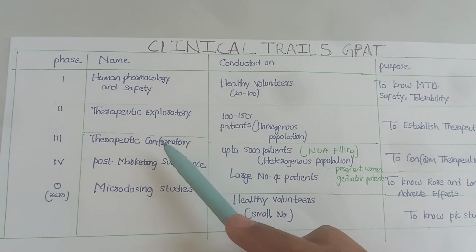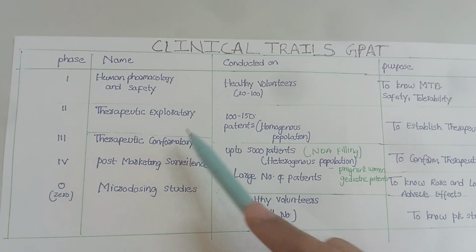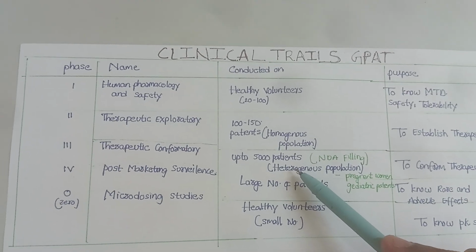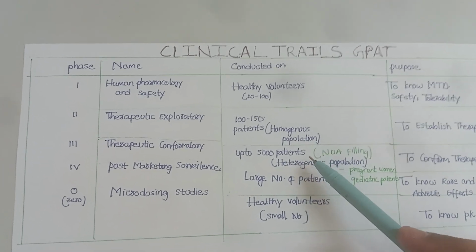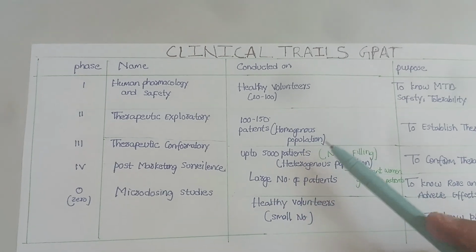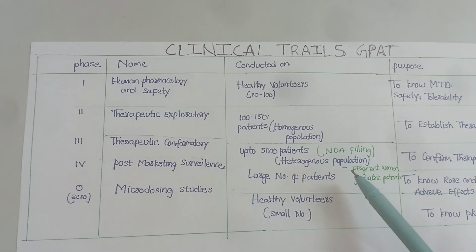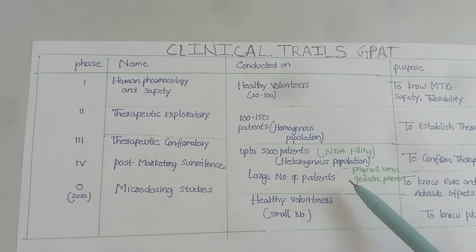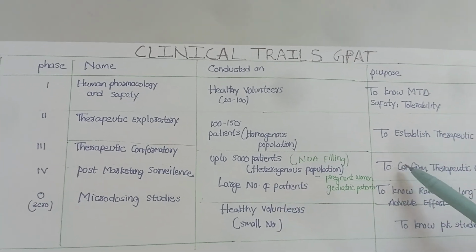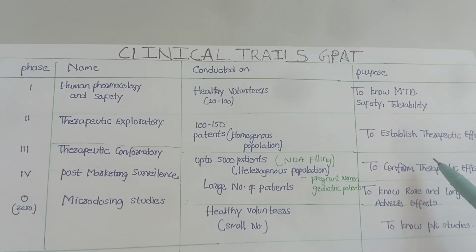The third phase of clinical trials is therapeutic confirmatory, where up to 5,000 patients are taken, and those are a heterogeneous population. Heterogeneous population means the trials are conducted on different areas and different people, which includes pregnant women, geriatric people, and all different kinds of people. The purpose is to confirm your therapeutic efficacy.